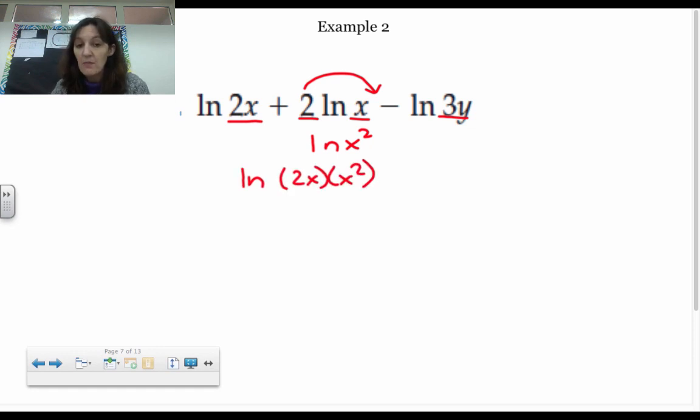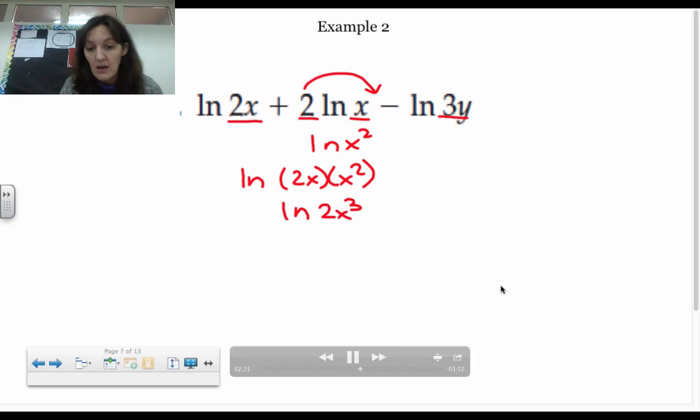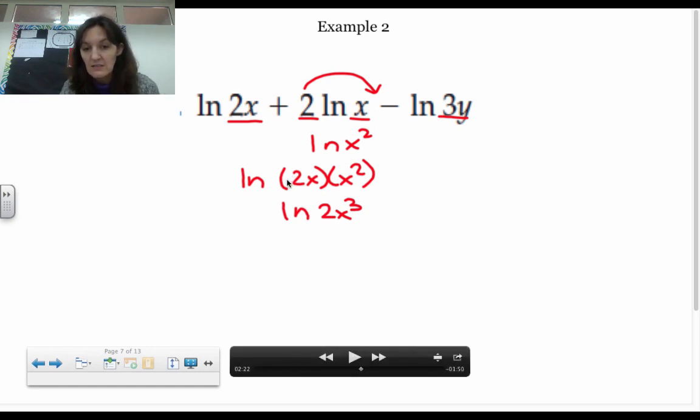All right, then I can combine my pluses. So natural log of 2x times x squared, which is 2x to the third. I'm going to pause for a second. Here, since I put these together inside, now I can simplify them. So it's 2x to the third.